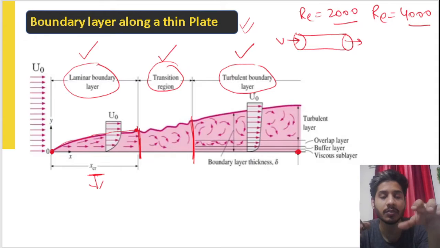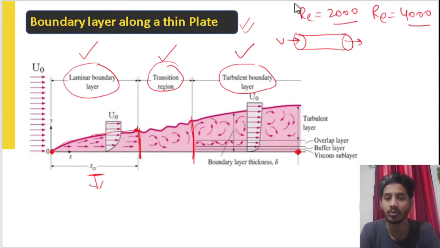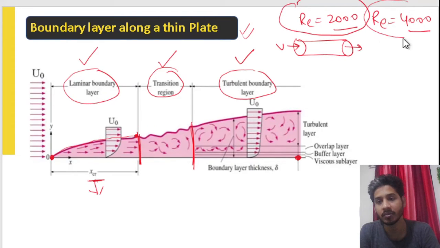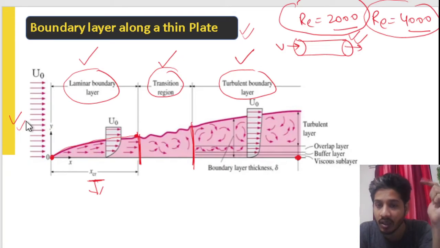If the Reynolds number is less than or equal to 2000, then it is the laminar flow. If the Reynolds number is greater than or equal to 4000, then it is the turbulent flow. So on the basis of Reynolds number, we have defined the internal flow, but this was for internal flow, and this case is for external flow.